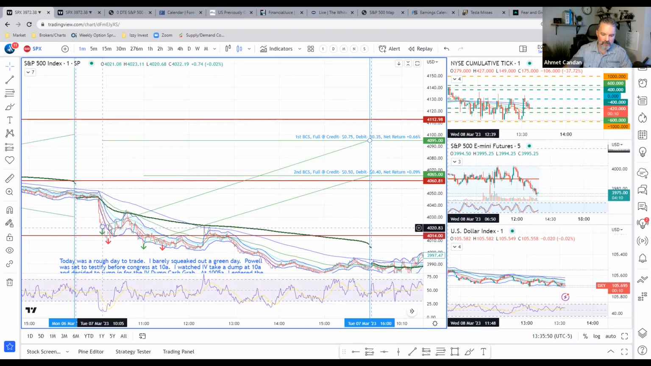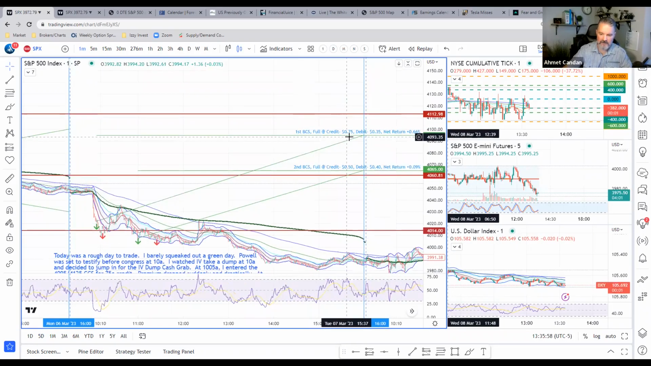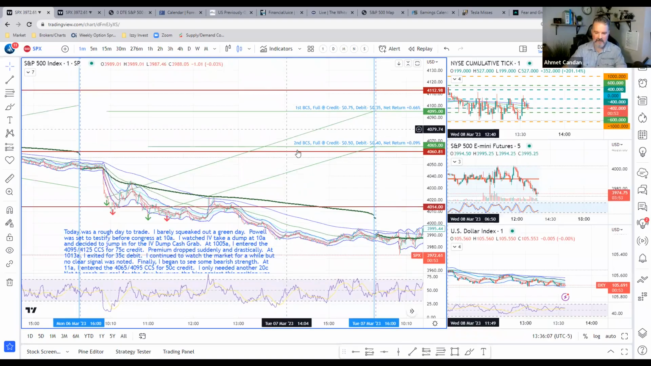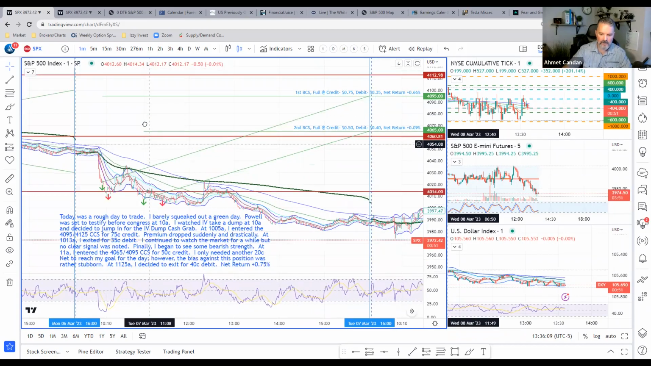And then I draw a reference line from the candle at entry all the way to the point of expiration. I write some notes here about the credit I received and the debit at close, and then obviously my net return for that spread. That's just to give you an idea. Obviously, yesterday we got into two spreads.